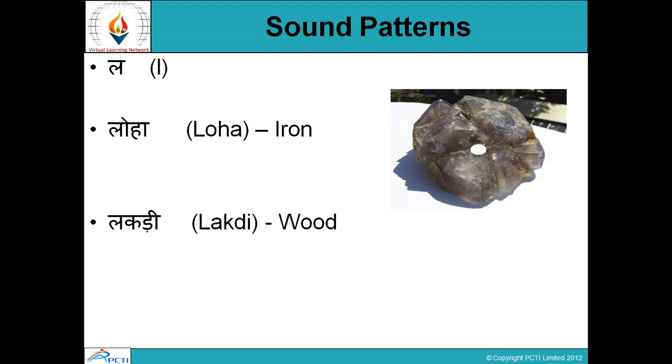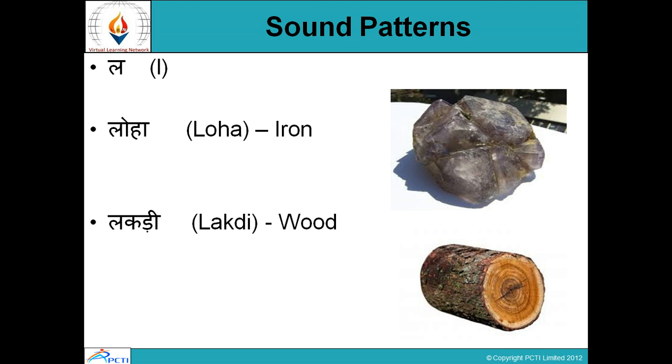Few more sound patterns with la. Loha. Loha is iron. It's a metal used to make gates and many things. Iron is a strong metal used to make many things, cars, body and all. Because it's a strong metal, we use it for different purposes. Iron, it's called loha.